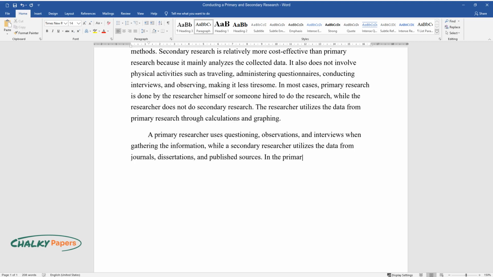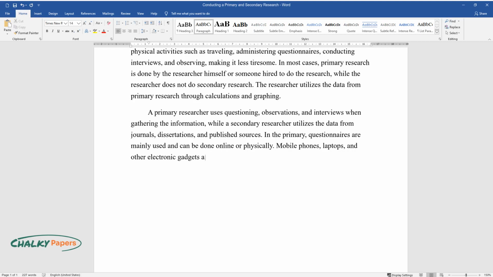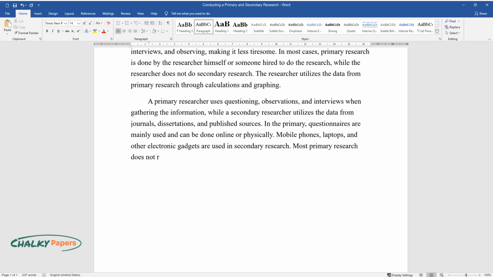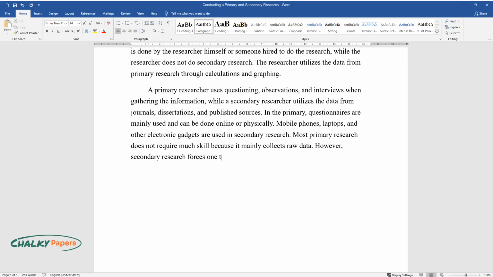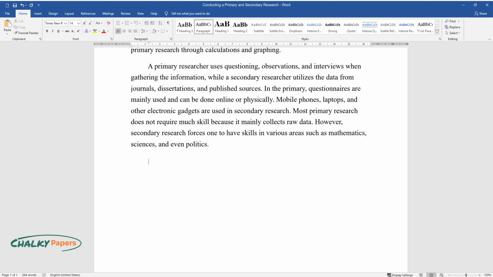In the primary, questionnaires are mainly used and can be done online or physically. Mobile phones, laptops, and other electronic gadgets are used in secondary research. Most primary research does not require much skill because it mainly collects raw data. However, secondary research forces one to have skills in various areas such as mathematics, sciences, and even politics.